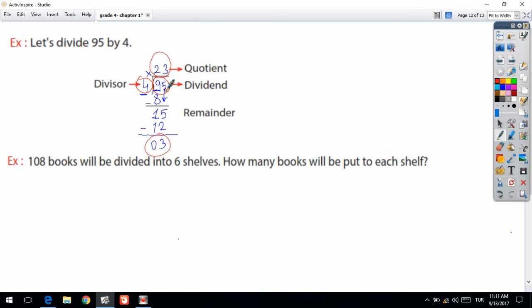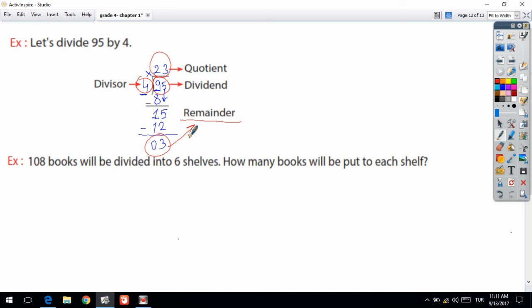23. There is a remainder. You cannot divide it, it's so small, smaller than the divisor. Also it's here. Is that clear? Yeah. There is an example.